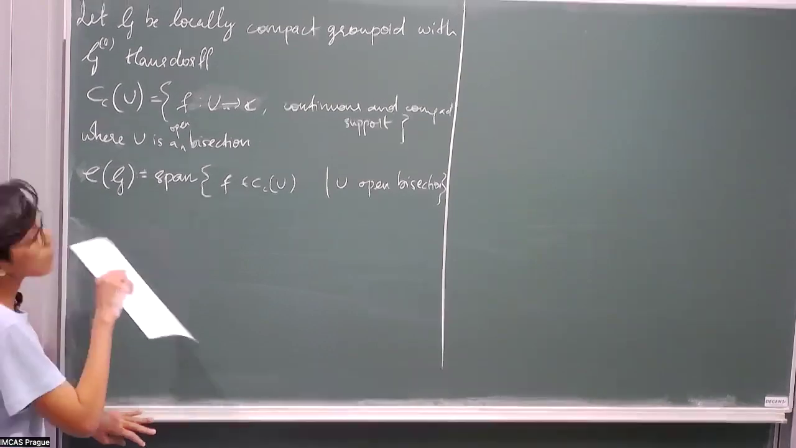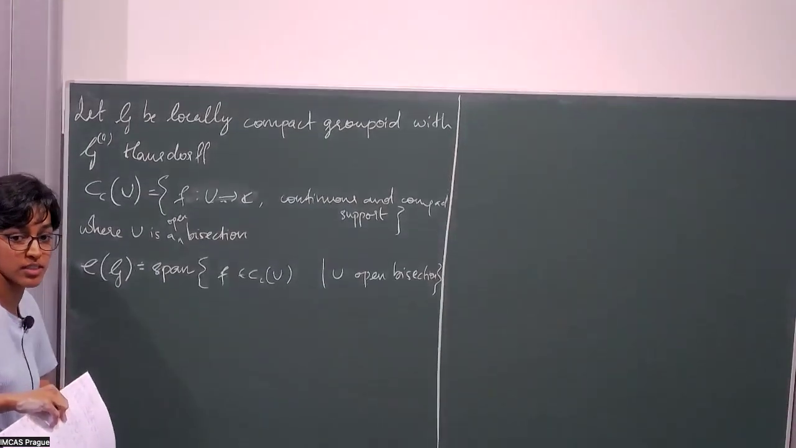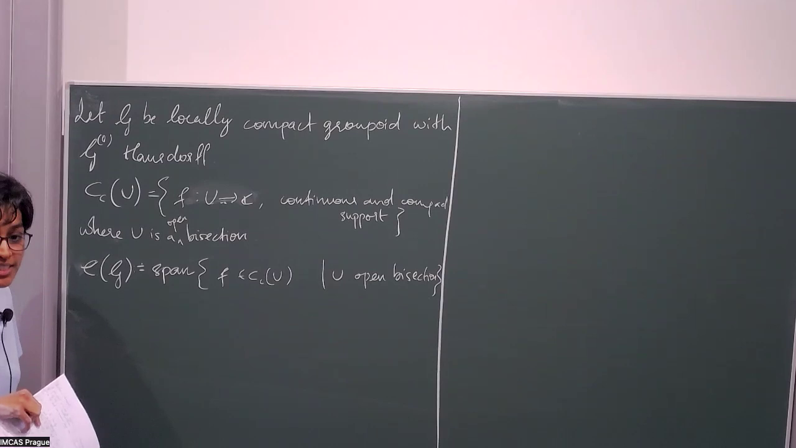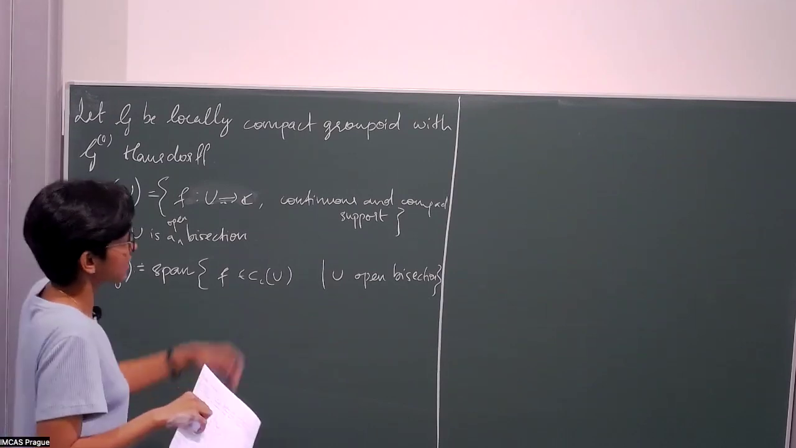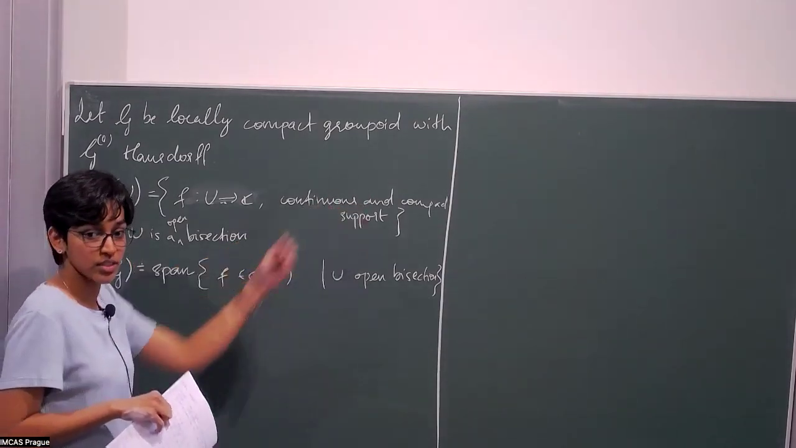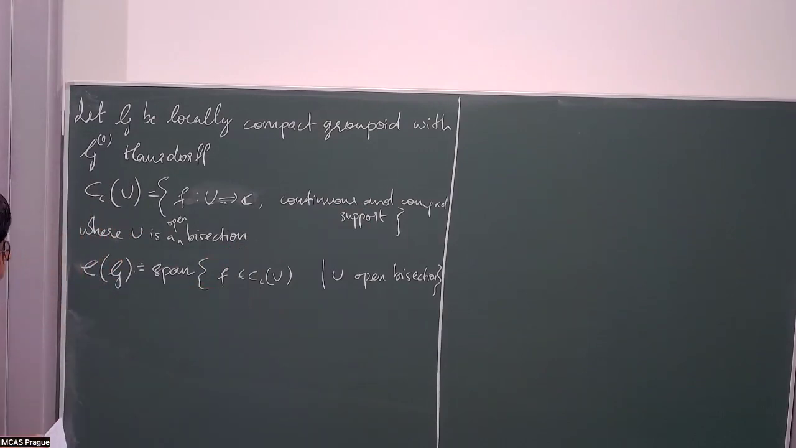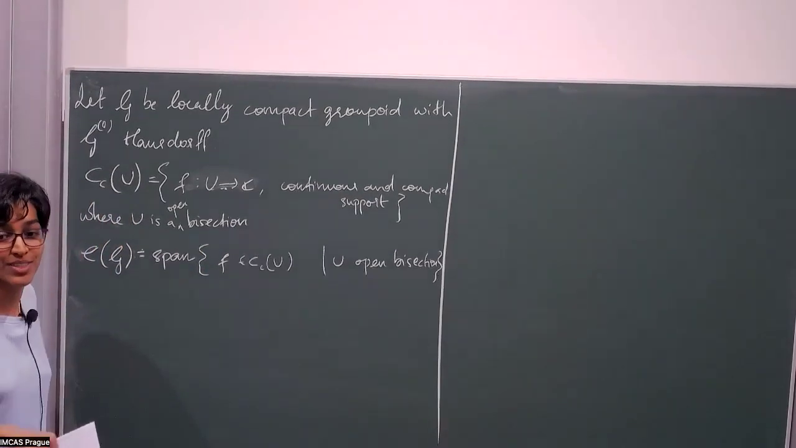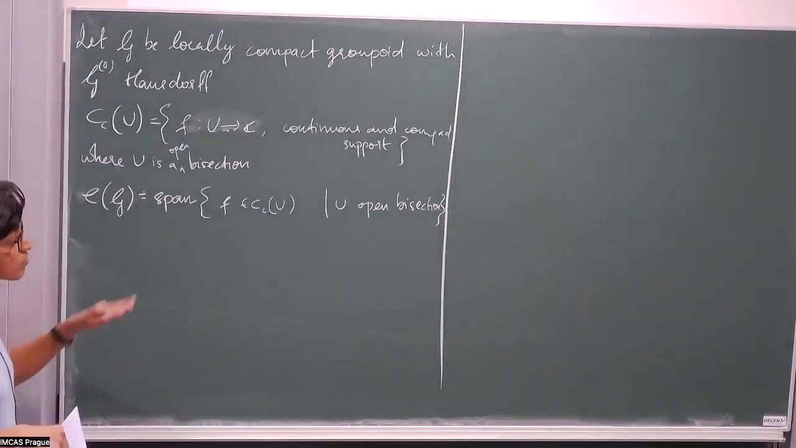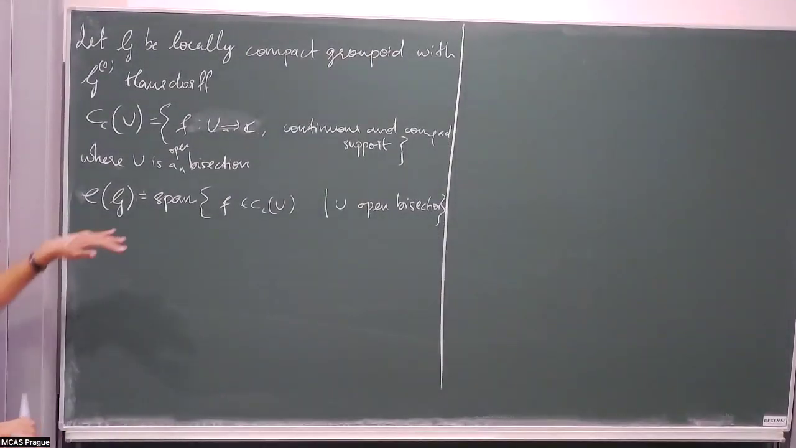Yes, this is all for étale groupoids. In fact, these bisections form a base for your groupoid, so that's why all of this makes sense. And now we have this.